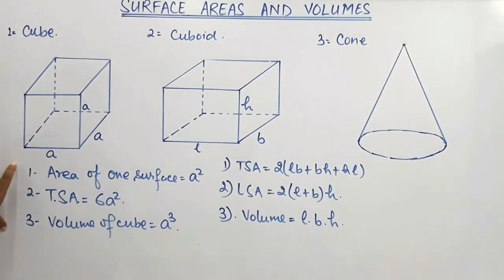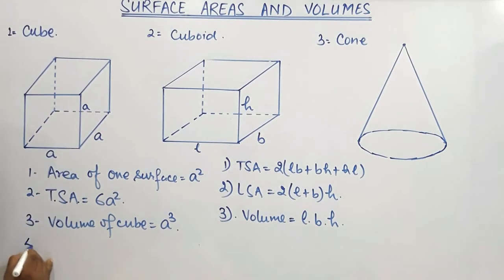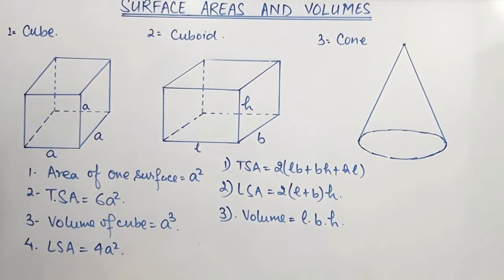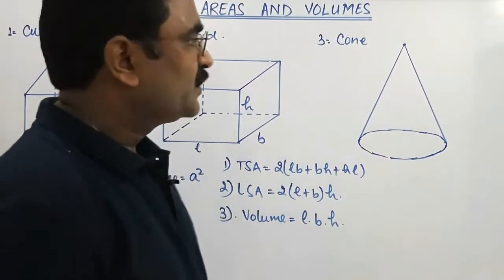In the cube, the lateral surface area is left. Lateral surface area means the area of the 4 walls. So you can write the lateral surface area of cube is equal to 4A square, because of 4 walls, that is 4A square. Now the same way, taking the cone.